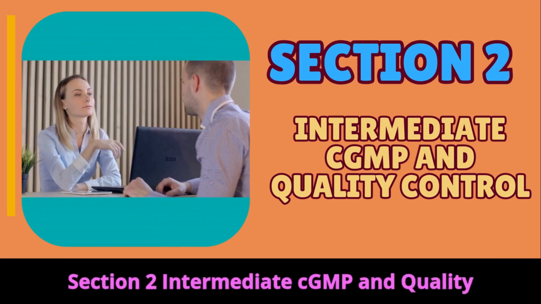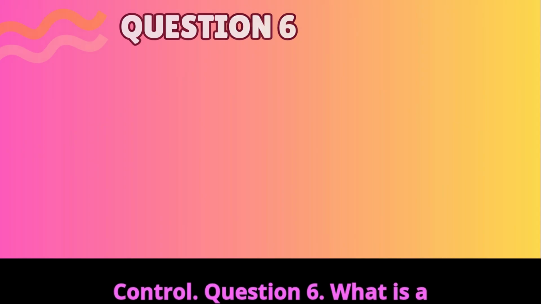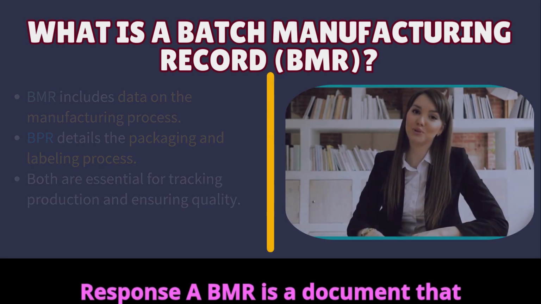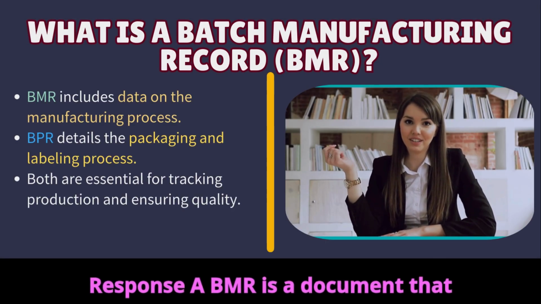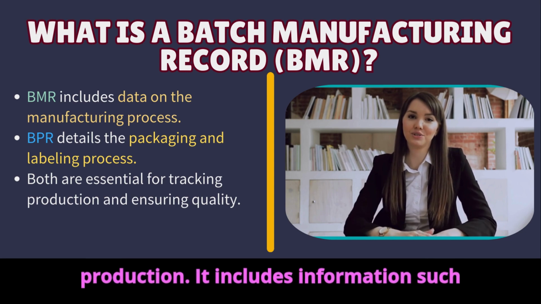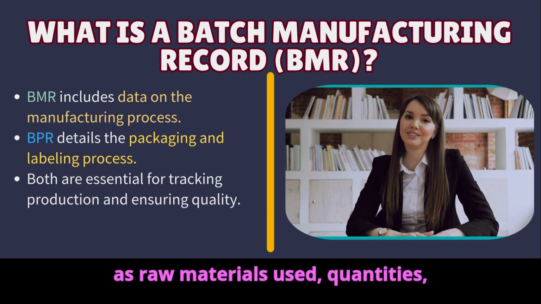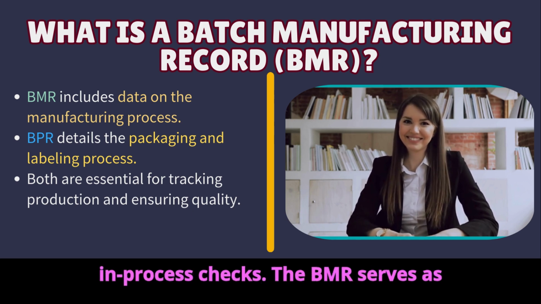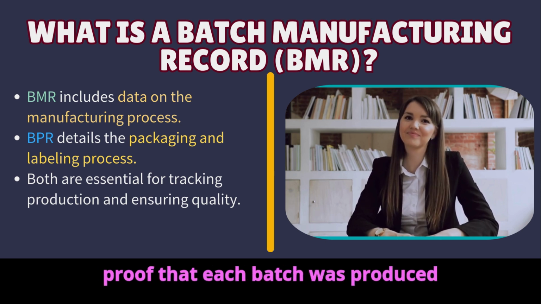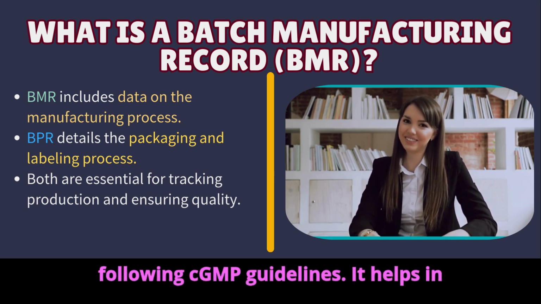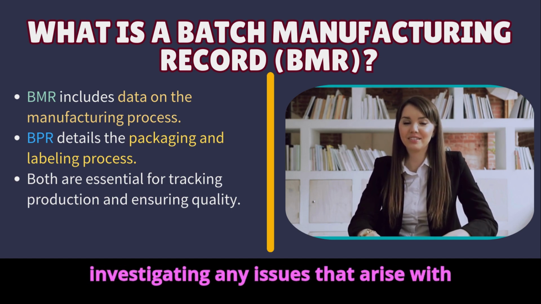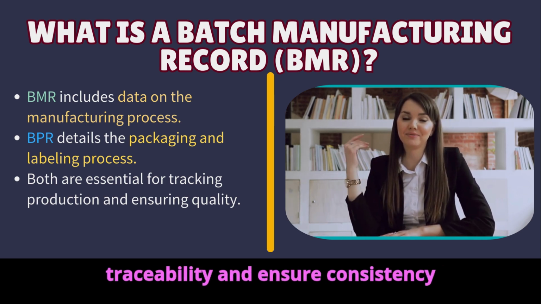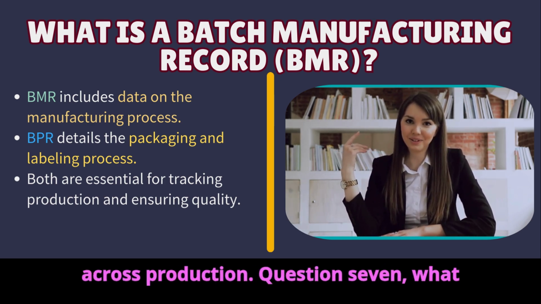Section 2. Intermediate cGMP and Quality Control. Question 6. What is a batch manufacturing record, BMR? Response. A BMR is a document that records every detail of a batch production. It includes information such as raw materials used, quantities, equipment settings, and results from in-process checks. The BMR serves as proof that each batch was produced following cGMP guidelines. It helps in investigating any issues that arise with a specific batch. BMRs provide traceability and ensure consistency across production.